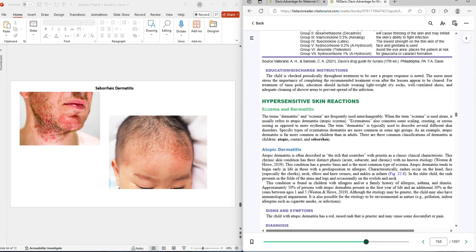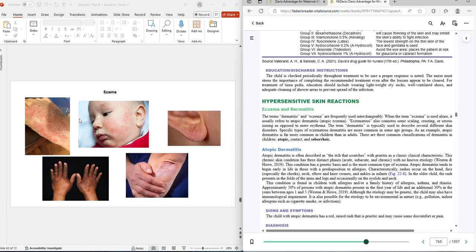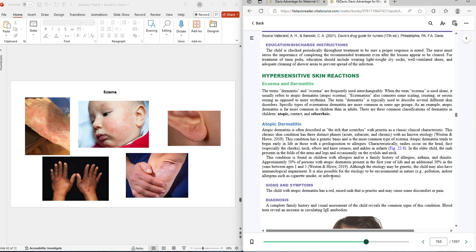And then we're going to talk about eczema and dermatitis. So let's go back and look at eczema. So this is eczema, okay? It's just that plaque. It's called the itch that scratches, okay? Make sure you read through that and understand. If you see atopic dermatitis, same thing. That's eczema, okay? So just make sure you understand that.